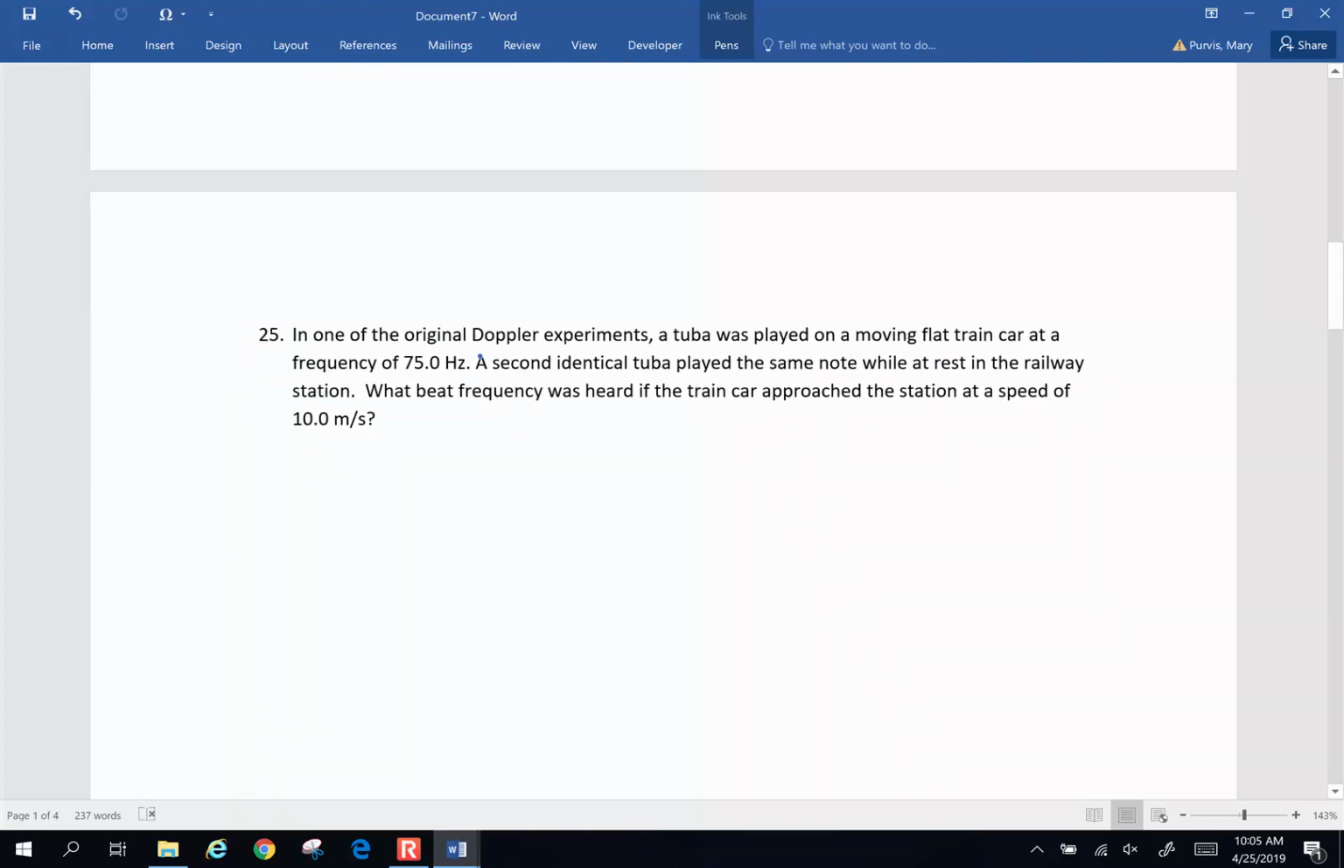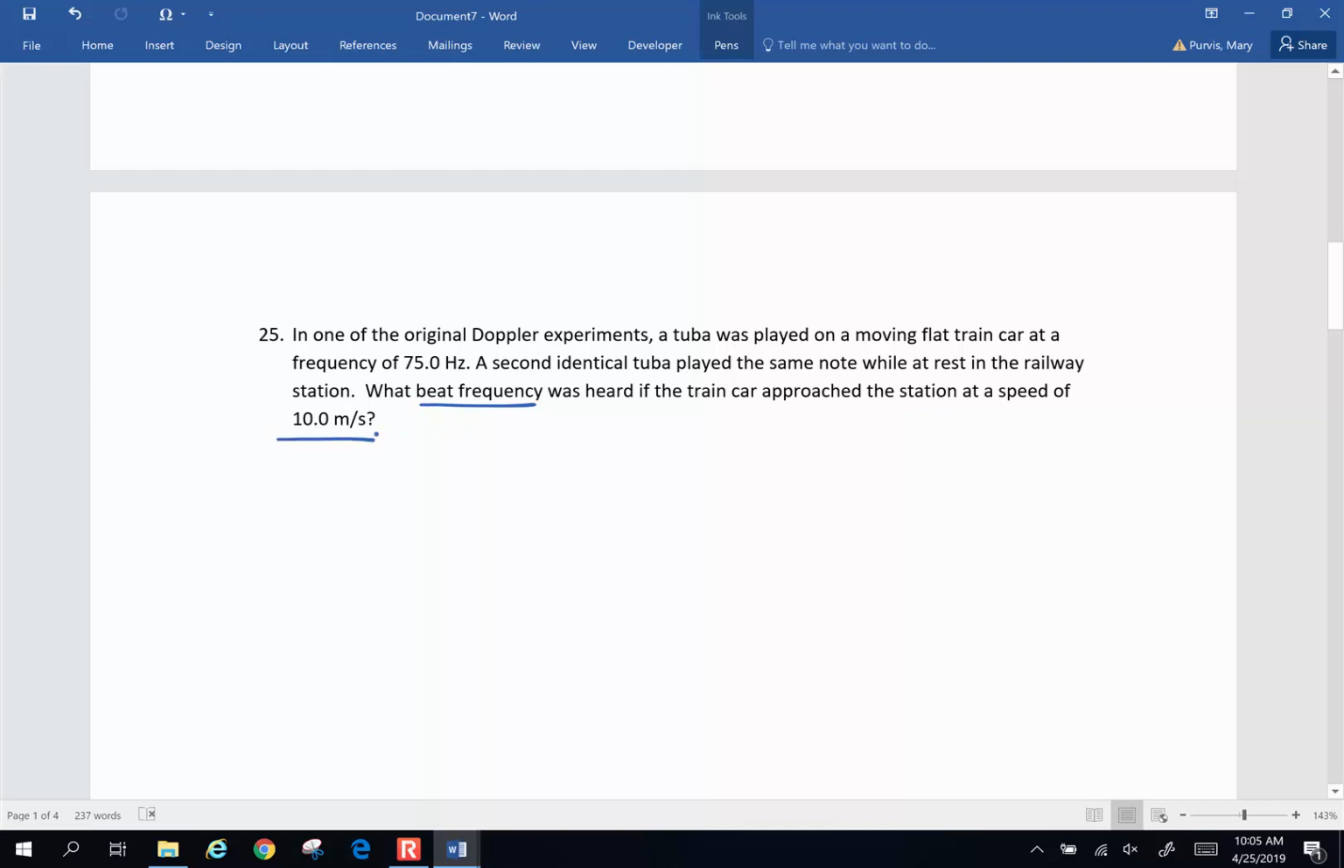One of the original Doppler experiments involves a tuba that is played on the back of a moving flat train car at a frequency of 75 hertz. And this was actually an experiment done by Doppler himself to try and understand the Doppler effect. A second identical tuba is played at the same note while at rest in a train station. What beat frequency was heard if the train approached the station at a speed of 10 meters per second?